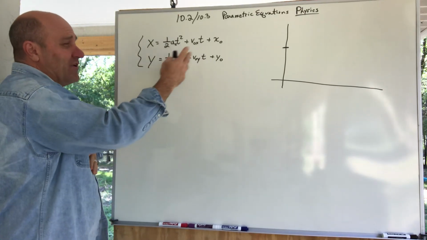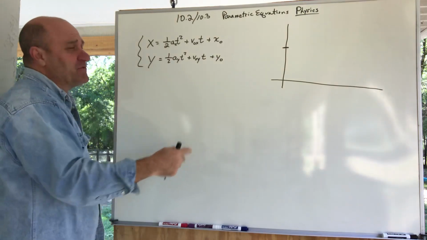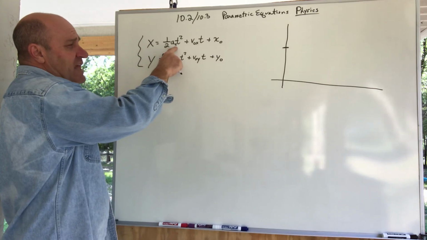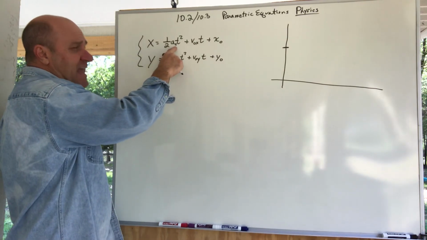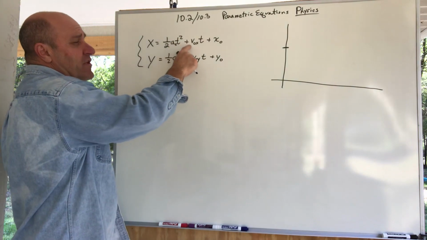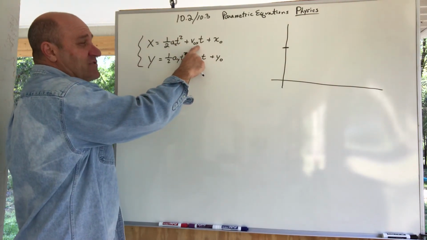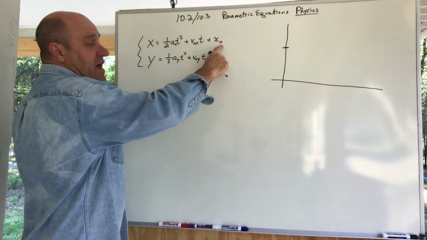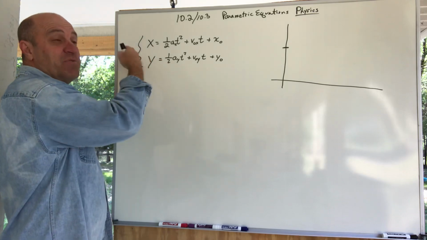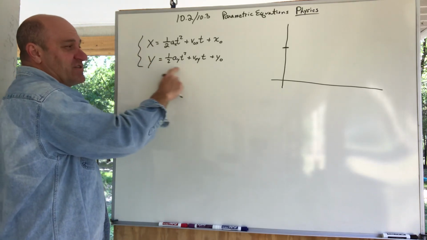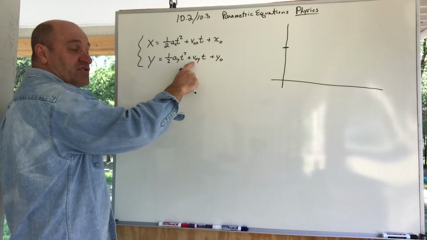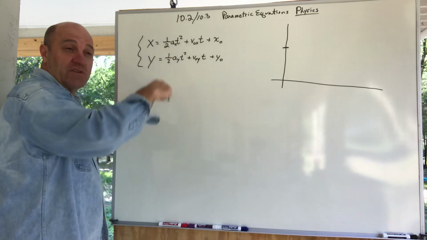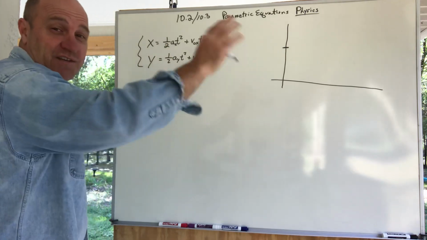So, in physics, we love subscripts, so we have this classic equation: x equals 1/2 the acceleration in the x direction times t squared, plus the initial velocity in the x direction, v naught x, times t, plus the initial x position, x naught. That's the x position equation. The y position equation has an initial y position, an initial velocity in the y direction, and an acceleration in the y direction. So that's motion in two dimensions.